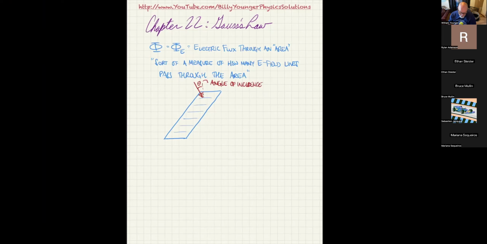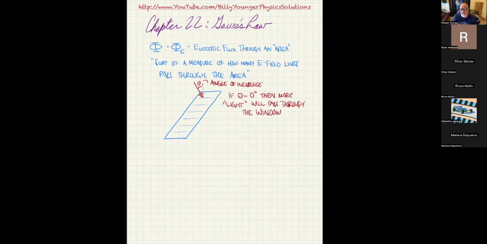Now, I think you'd all agree that if theta equals 0 degrees, then more light will pass through the window. Would y'all agree with that? Does that make sense? If it actually goes through the window perpendicular, then all of the light would go through.